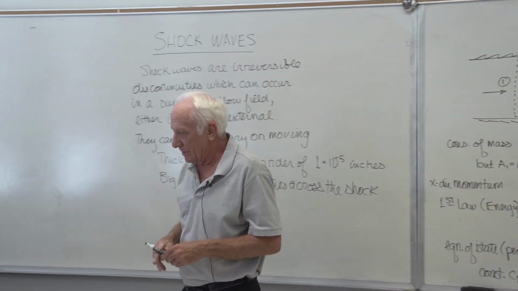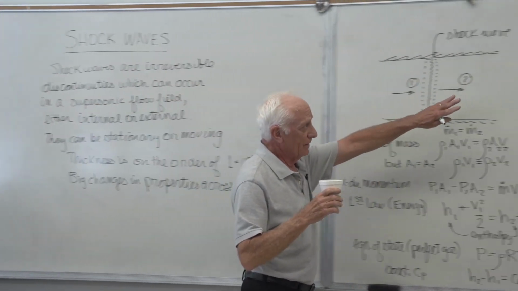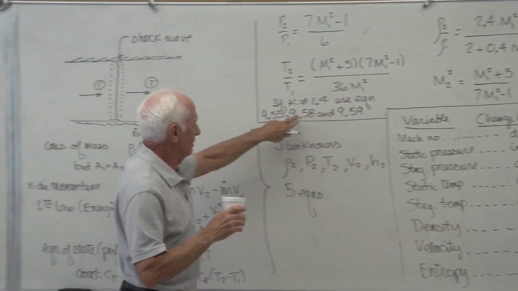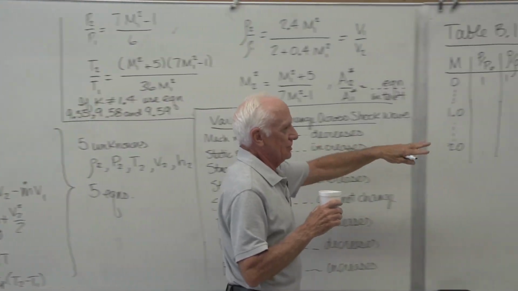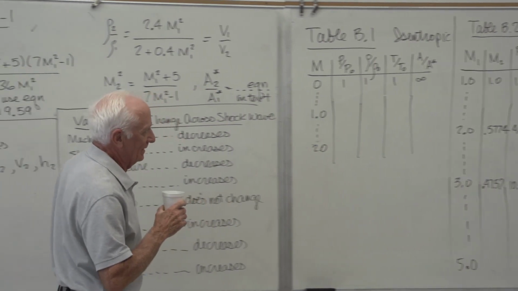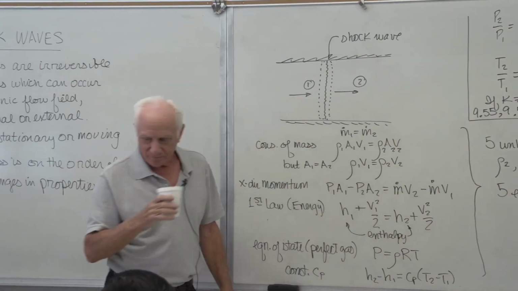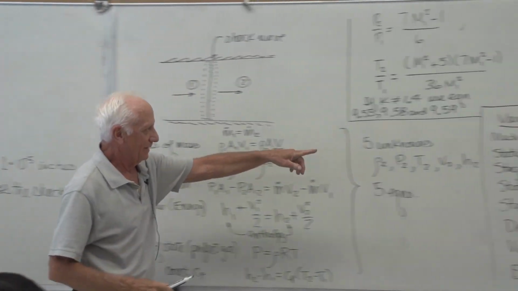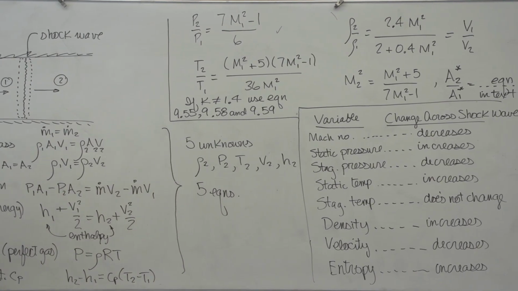So there are all of the equations. This is for K equal 1.4. If K is not 1.4, use these. Here are the shock tables, here are the isentropic tables. And of course, what happens across a shock is right here. Okay, so I think that's all we need to do an example problem.